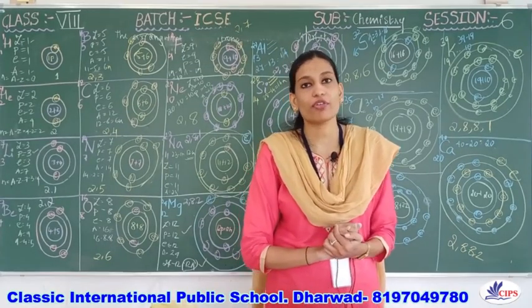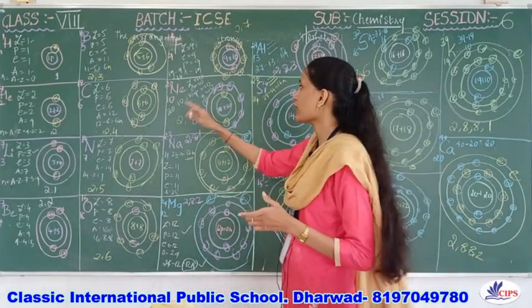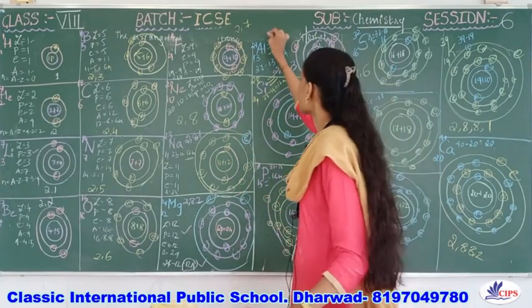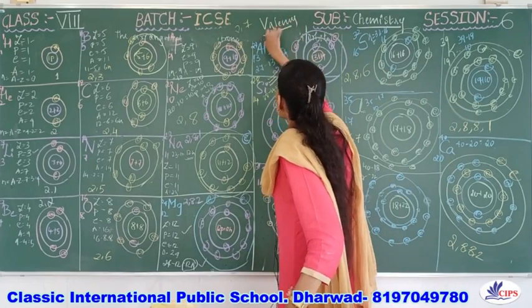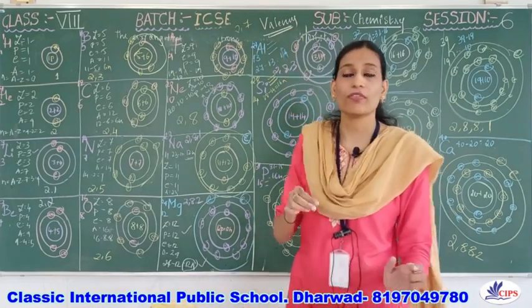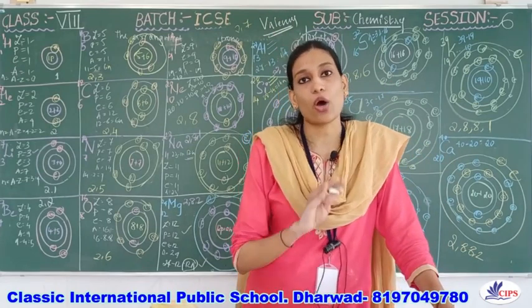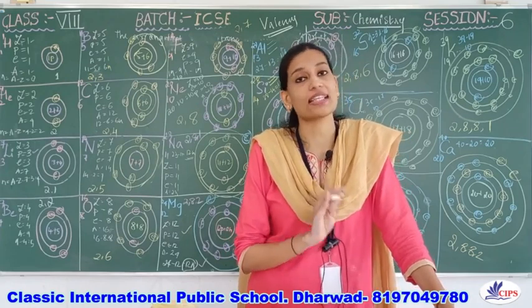So next, students, you need to understand another concept here: valency. I hope the electronic configuration is clear. Next we move on to valency. Before that, let us understand the term valence electrons. The electrons which are in the outermost shell are called valence electrons.